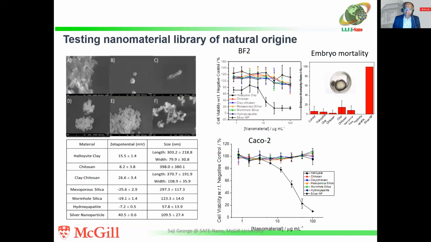So we screened a library of natural nanomaterials, including clay, silica, chitosan, as well as hydroxyapatite, and combinations thereof. And we screened for the safety. That's the first and foremost thing in fish. And clearly you can see none of them have a very high toxicity signature, except for the positive control, which is a silver nanoparticle. The same thing can be seen in the zebrafish embryo, which is used as an in vivo model for many of the toxicology studies.